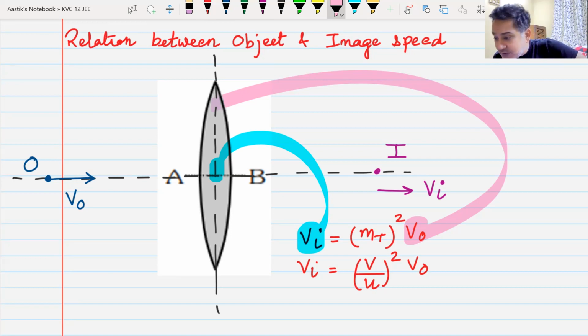Remember, it is simple to understand, because this VI and VO, or this I and O, V and U, are all calculated from the center of the lens. So if the lens moves, everything moves. Do we understand this? Yes or no?